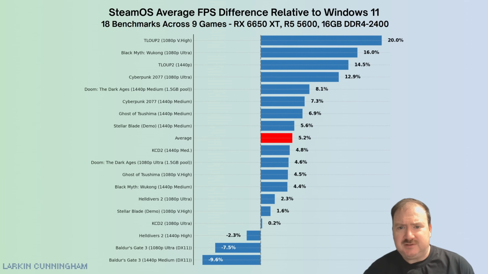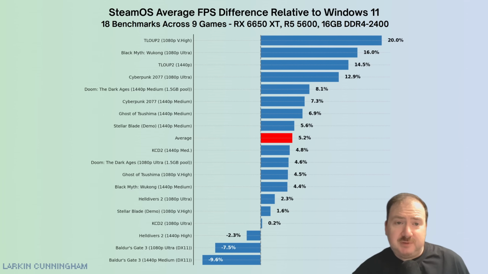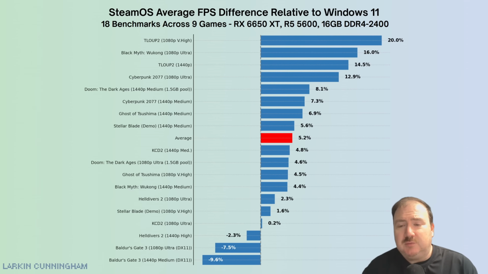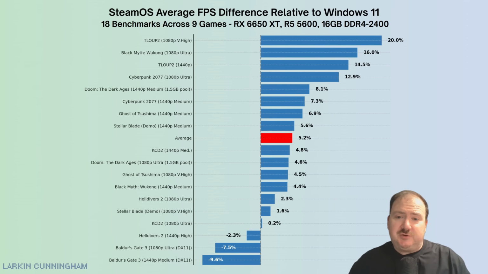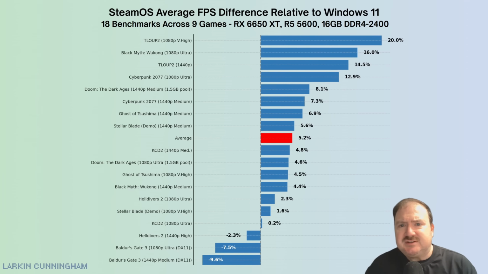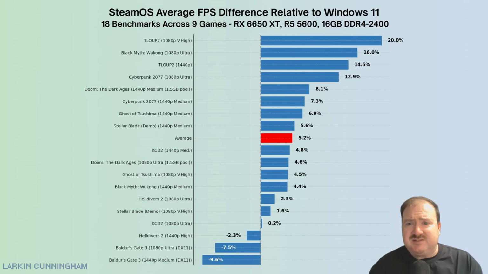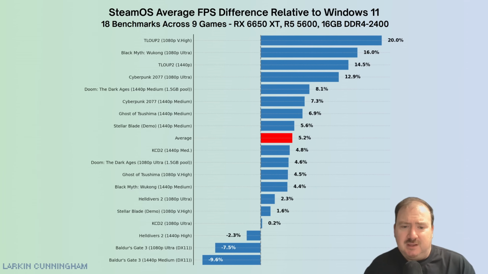So there you have it. Let's summarize things after looking at 18 benchmarks across 9 games. And we'll see actually a very consistent picture here that I've seen in previous videos that I've done, especially ones using the 6650 XT when I've compared Linux to Windows. It does tend to be 5, 6, 7% of a difference in favor of a Linux distribution, and this is no different. We do see a good spread here from The Last of Us Part 2 being 20% ahead, down to Baldur's Gate 3 with DirectX 11 being more favourable for Windows.